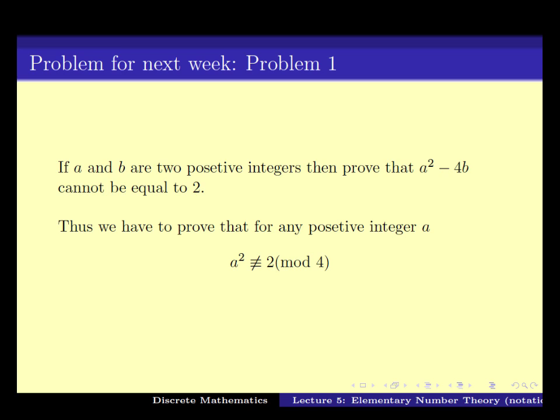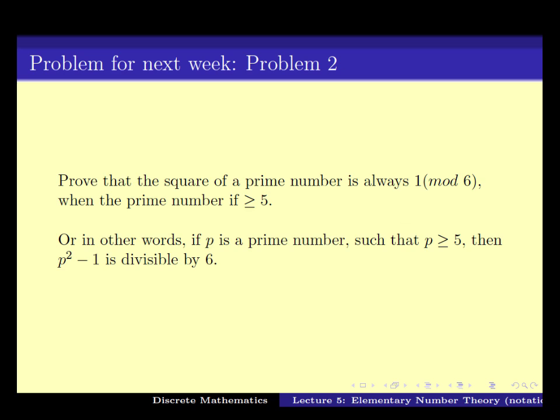The second problem that we have is, if p is a prime number, prove that the square of the prime number is always congruent to 1 mod 6 when the prime is bigger than or equal to 5. Or in other words, if p is a prime number bigger than or equal to 5, then p squared minus 1 is divisible by 6.